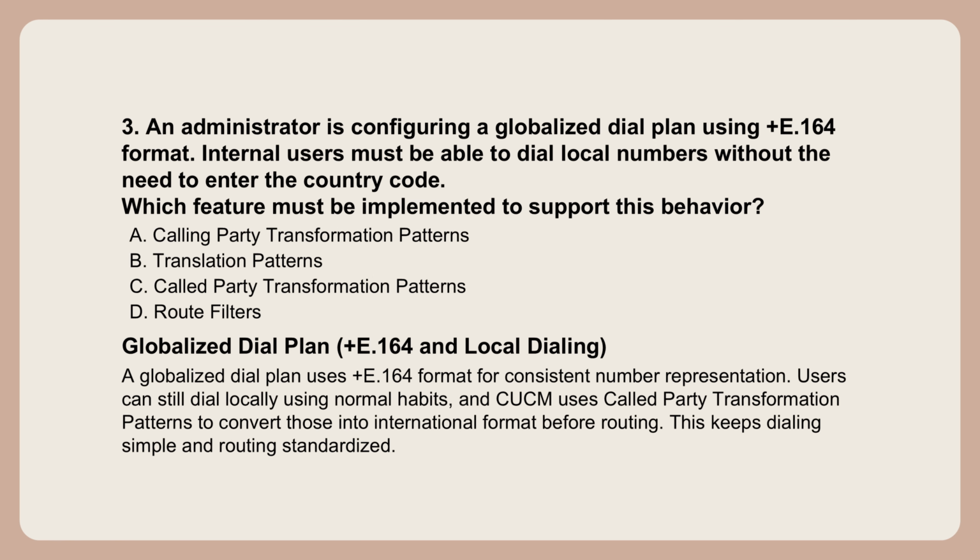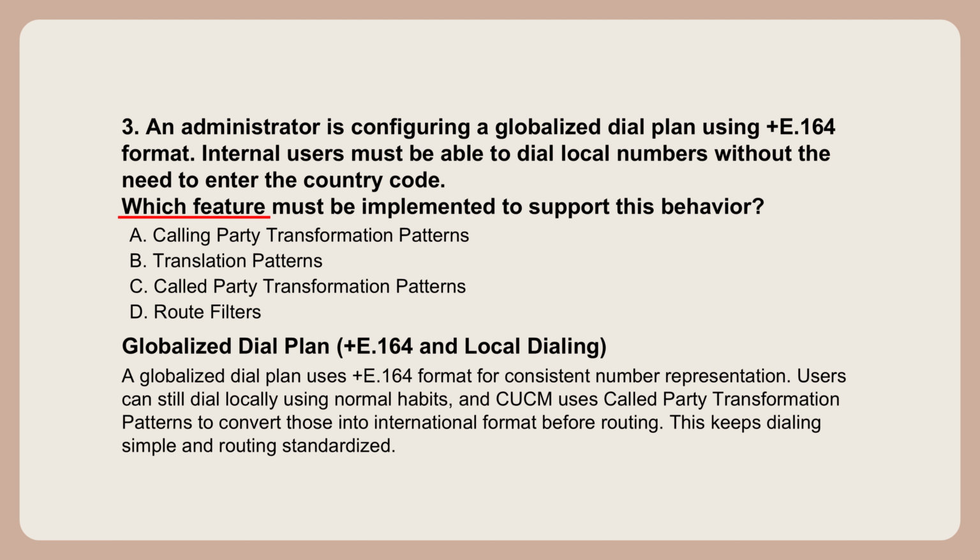Okay, let's shift gears. Scenario 3, globalized dial plan. We're talking the plus E.164 standard. The challenge is you want this global standard, but you also want users inside the company to still dial local numbers the old way. Just the short number, no country code. Yeah, user convenience is important. So which feature lets you do both? Options: A, calling party transformation patterns, B, translation patterns, C, called party transformation patterns, or D, route filters.